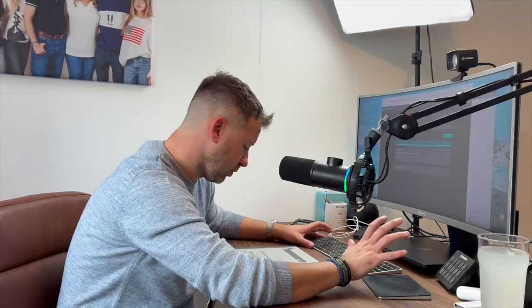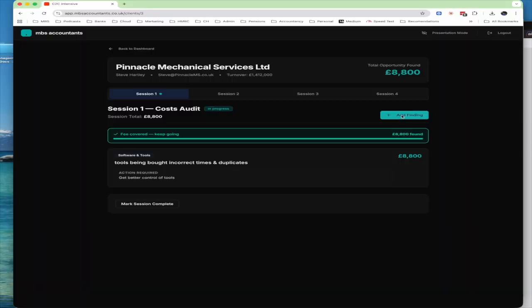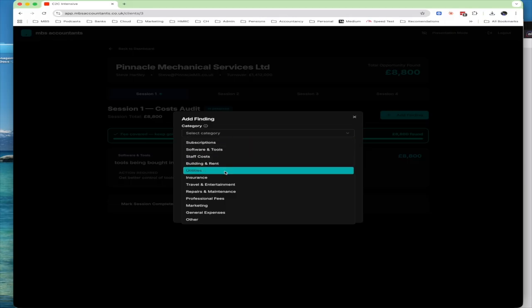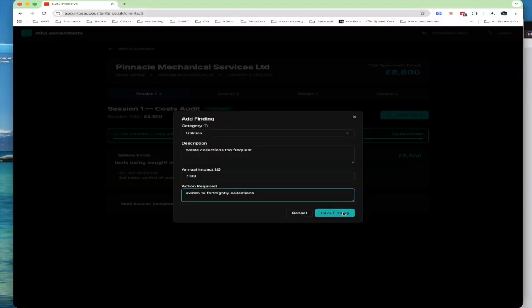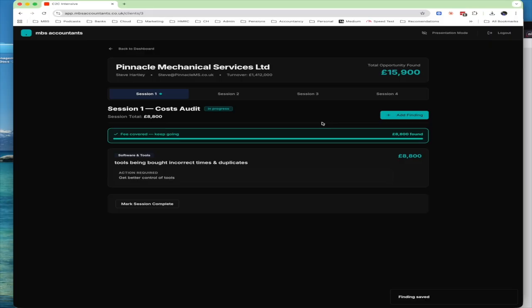Okay, so that was the first one. Obviously, that then covered the fee that we've charged, so that covered the guarantee. So we knew we were onto a big winner, and it's not a difficult one as well. We were going to change the waste collections as well. So this was effectively in utilities. Waste collections too frequent. If they switch them over to fortnightly collections, then that's going to save a bit of money there as well.